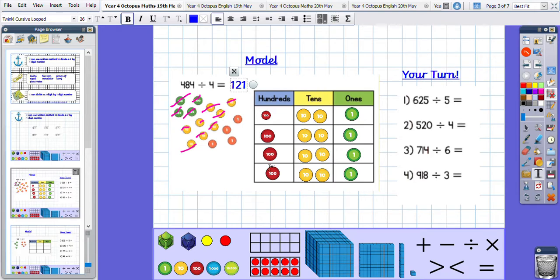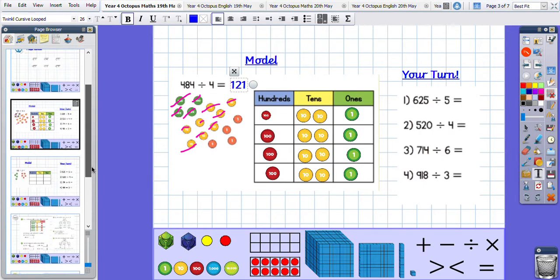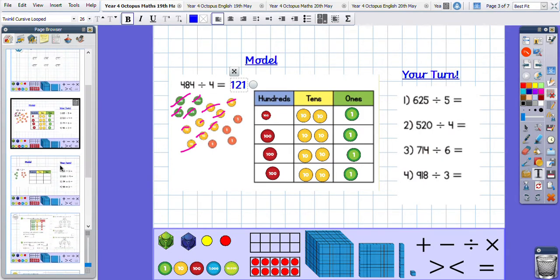So using this strategy, I want you to have a go at a couple of questions yourself. So draw your place value grid in your book and using counters, split these numbers equally between the 1 digit. So 625 divided by 5, for example, as your first question. Pause the video now and have a go at a couple of those.